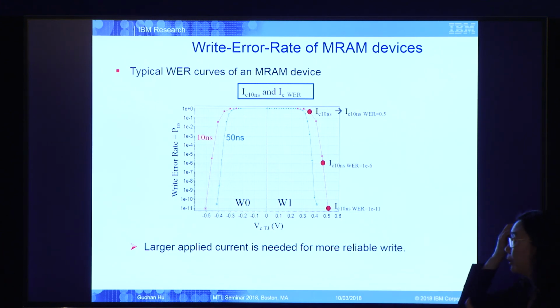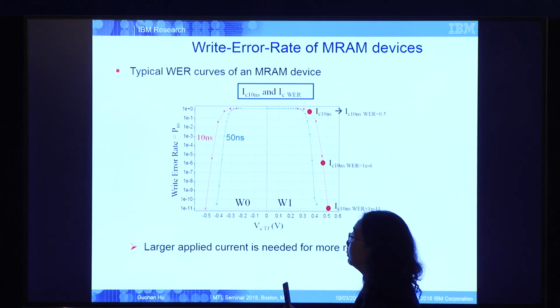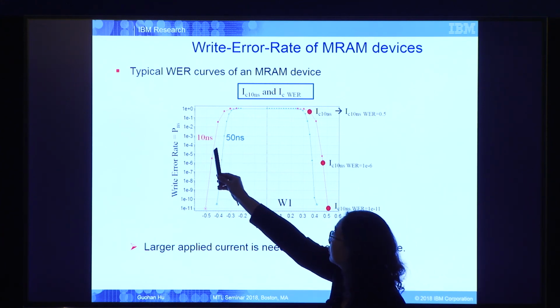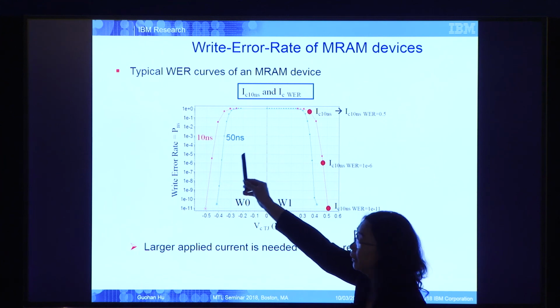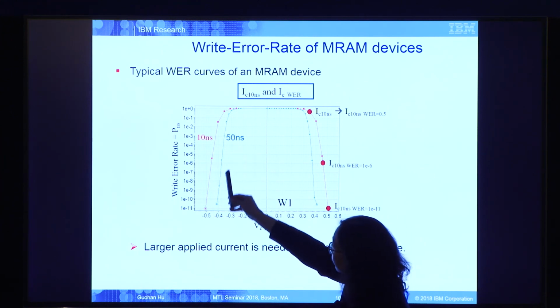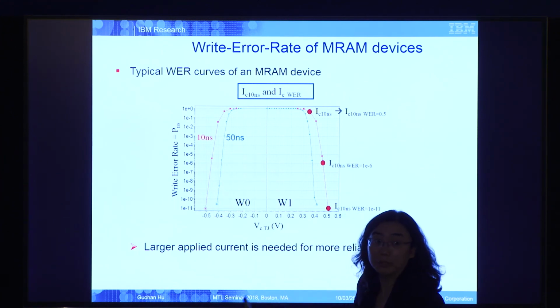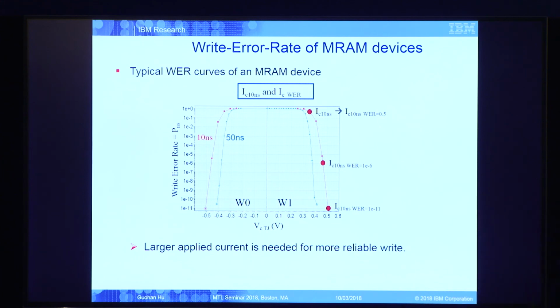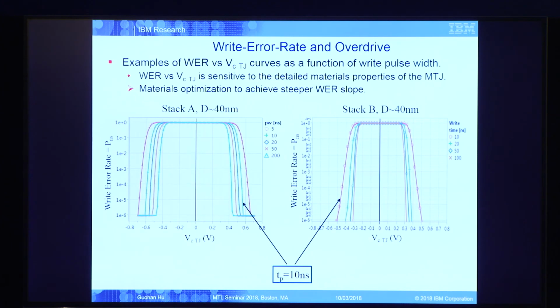So when you talk about the current, what you really care about is at what error level, what current you need. Right? In that case, you can imagine there are different ways to improve it. One is this whole curve can move in, or you can just make it steeper. In both cases, you will improve your switching current at the given error rate. So these are some examples of the different stacks.